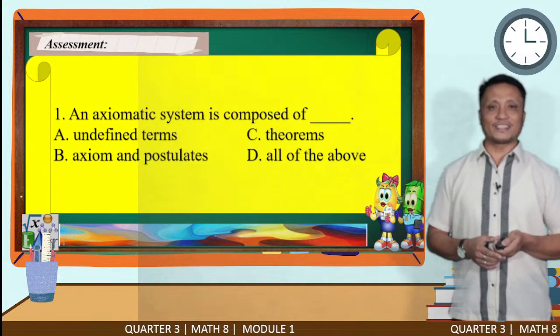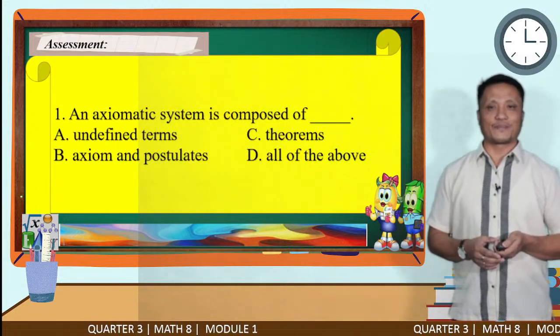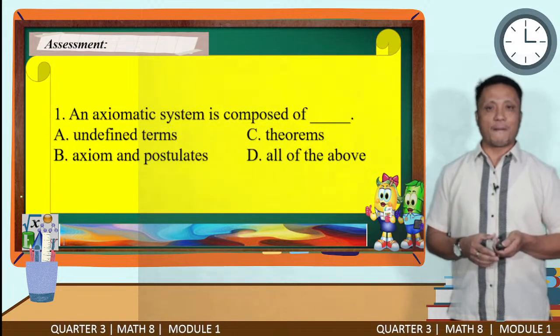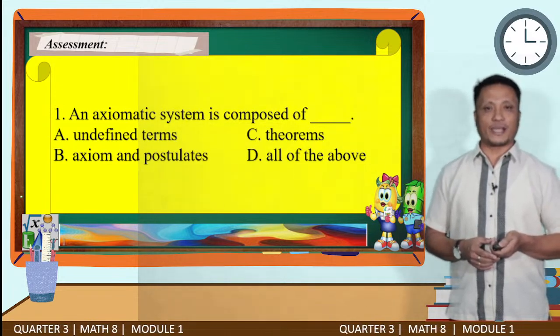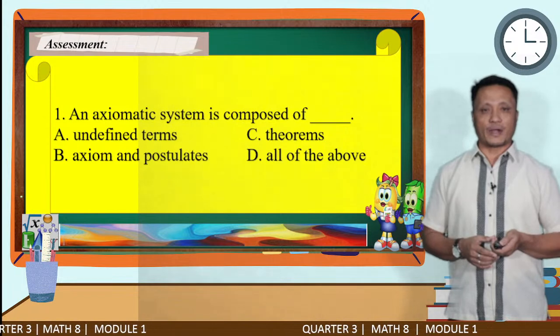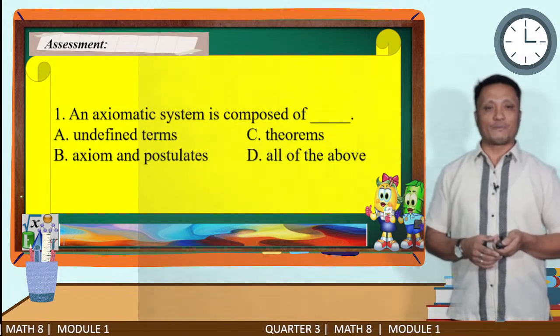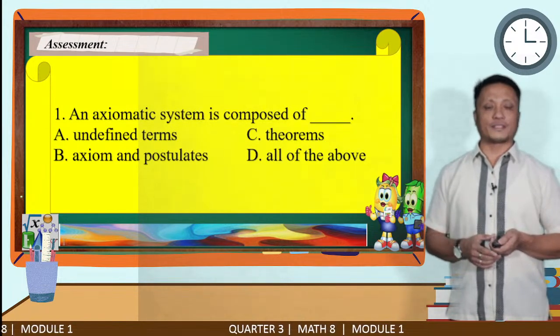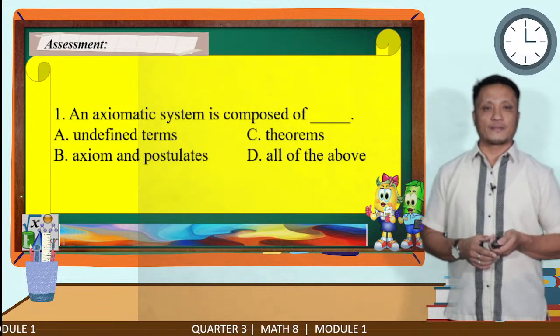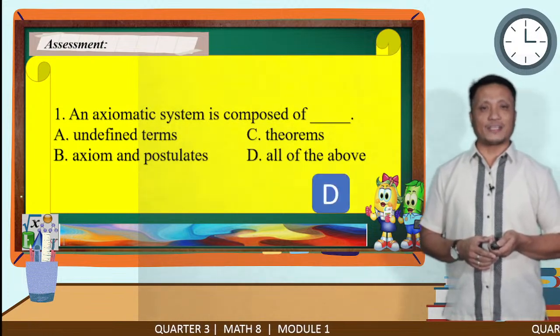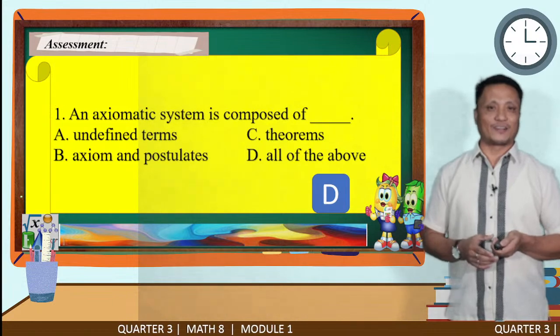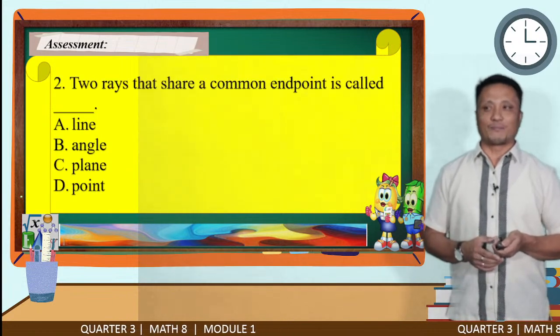An axiomatic system is composed of blank. A. Undefined terms. B. Axiom and postulates. Letter C. Theorems. Letter D. All of the above. I'll give you time to answer. The answer is letter D. Correct. Very good.